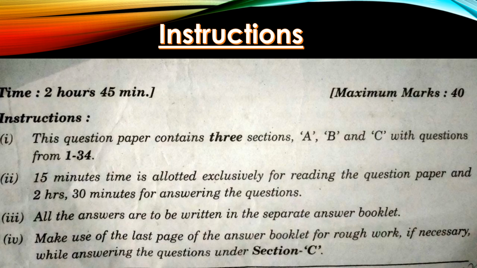Second instruction, 15 minutes of time is allotted exclusively for reading the question paper and 2 hours 30 minutes for answering the questions. Third instruction, all the answers ought to be written in the separate answer booklet. Make use of the last page of the answer booklet for rough work if necessary while answering the questions under section C. So these are the instructions for our Summative Assessment 2 question paper.